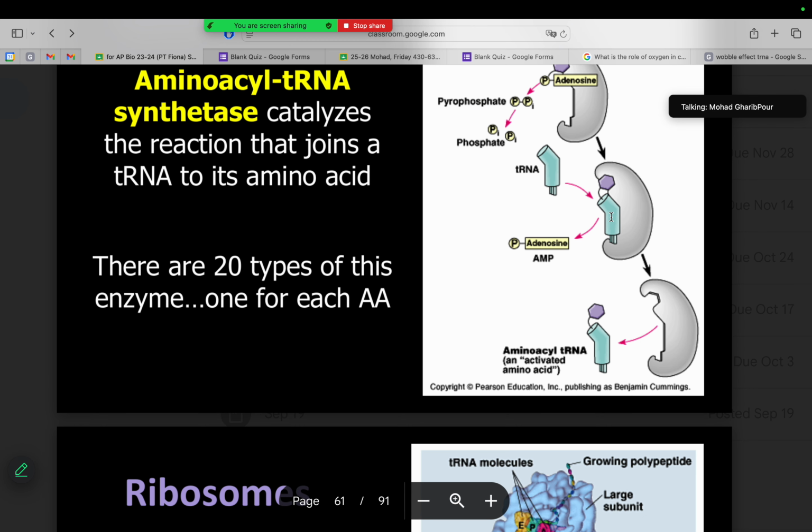The tRNA comes along. It has to be specific to this enzyme. The enzyme is specific to the amino acid. tRNA is specific to this enzyme. And so by specific, I mean it has a very specific sequence. It has to fit just right. So that's why it's specific. The amino acid is specific to the tRNA.